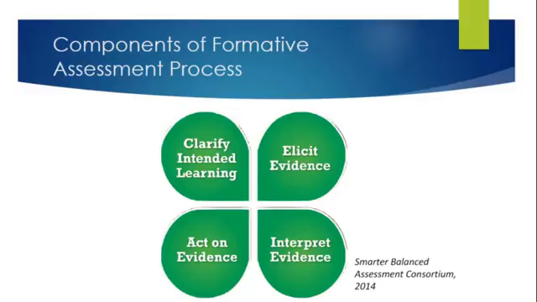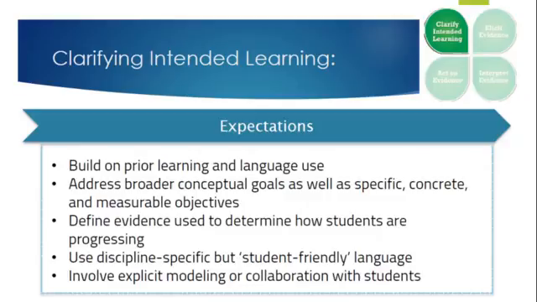These are the four components of the formative assessment process. These were originally presented by the Smarter Balanced Assessment Consortium and are as follows: clarify intended learning, elicit evidence, interpret evidence, and act on evidence. The first step is clarify intended learning. Educators and students identify the learning or language expectations, whether they take the form of goals, objectives, or something else. This is important so they can measure to what degree students met these expectations later in the formative assessment process.